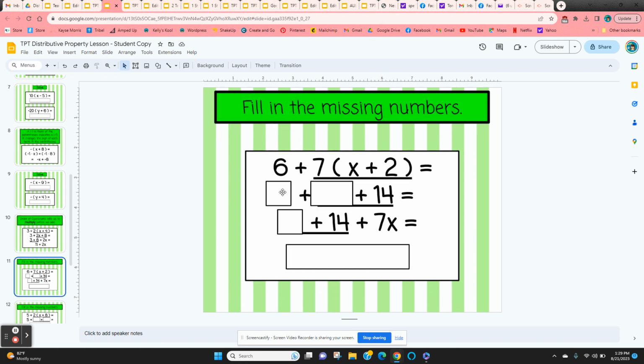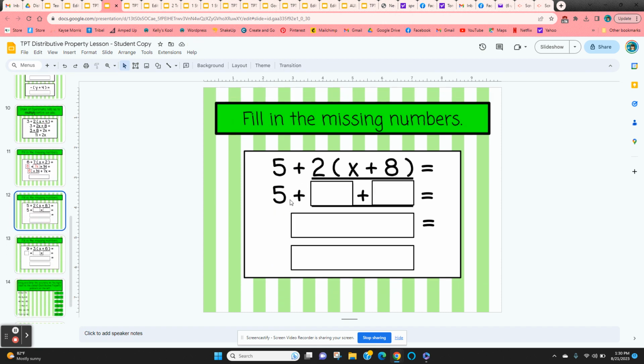So the next slide, students have to know that that 6 is going to stay the same for right now. And then we're going to distribute the 7. So that would be 7x plus 14. And then the 6 is still there. We're going to change the order of the numbers using the commutative property. That'll give you 20 plus 7x.